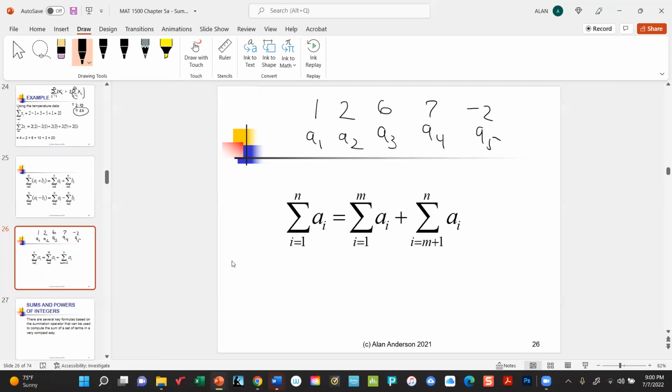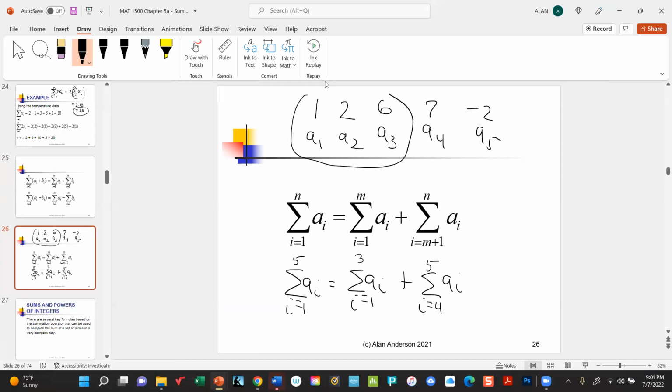What this is saying is that the sum of those 5 can be broken up into 2 smaller groups. You could say, for example, go from 1 to 3, and then go from 4 to 5. And you'll just get the same thing. So in other words, the sum of the first 3 is 9. The sum of these 2 is 5. And so you end up with 14.